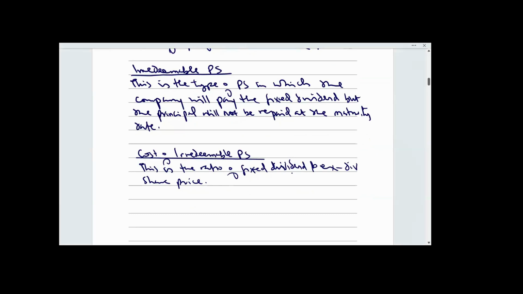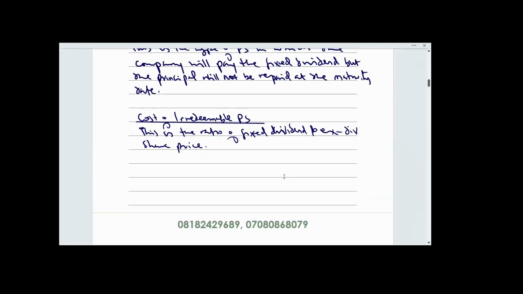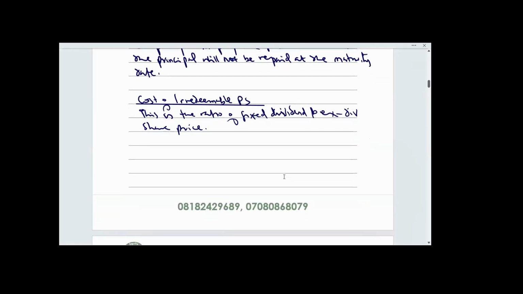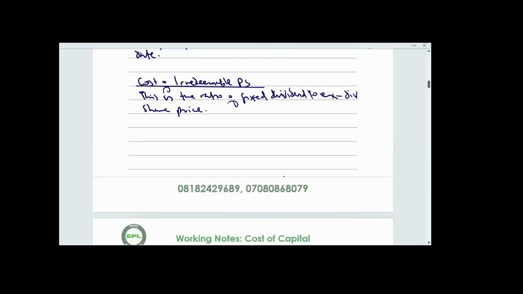So I said cost of irredeemable preference share is the ratio of fixed dividend to ex-div share price. So let's put down the formula. KP, that is cost of preference share, equals fixed dividend divided by ex-div share price multiplied by 100 over 1. So this is the formula for calculating cost of irredeemable preference share.